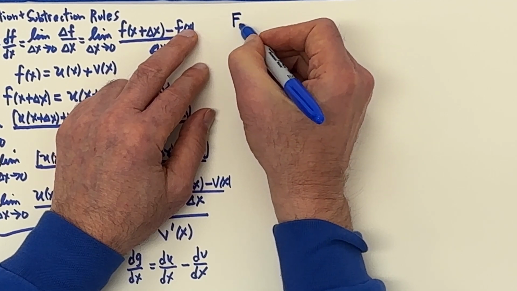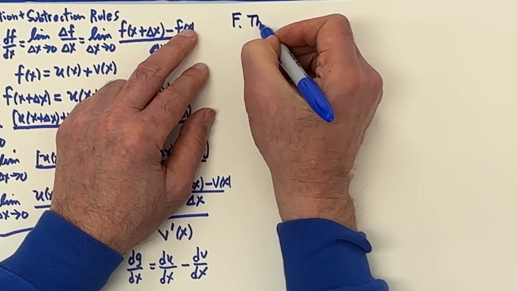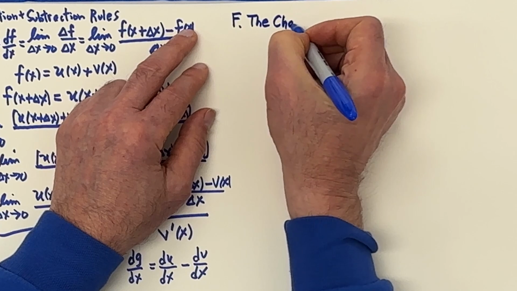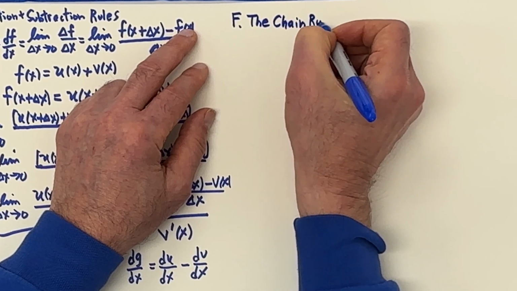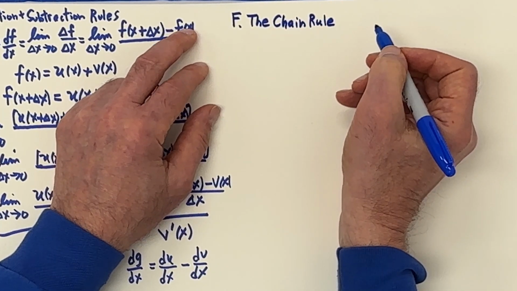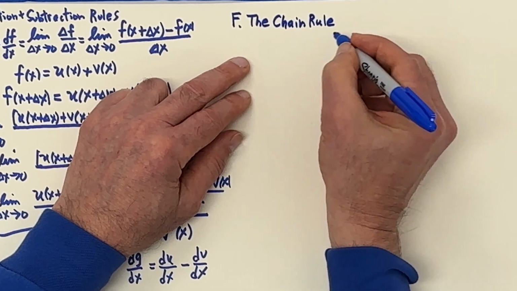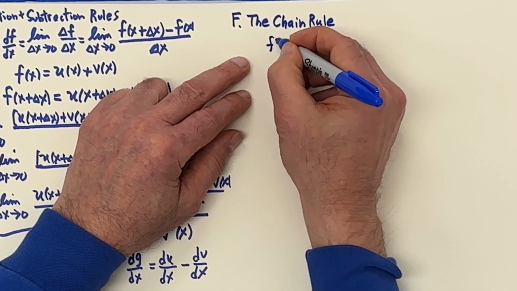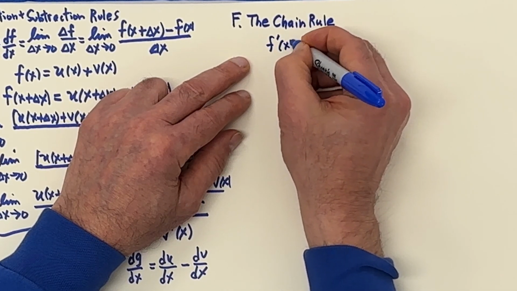Chapter F, the chain rule. Now for the chain rule, we're going to be applying our basic definition of a slope for the slope function or derivative.